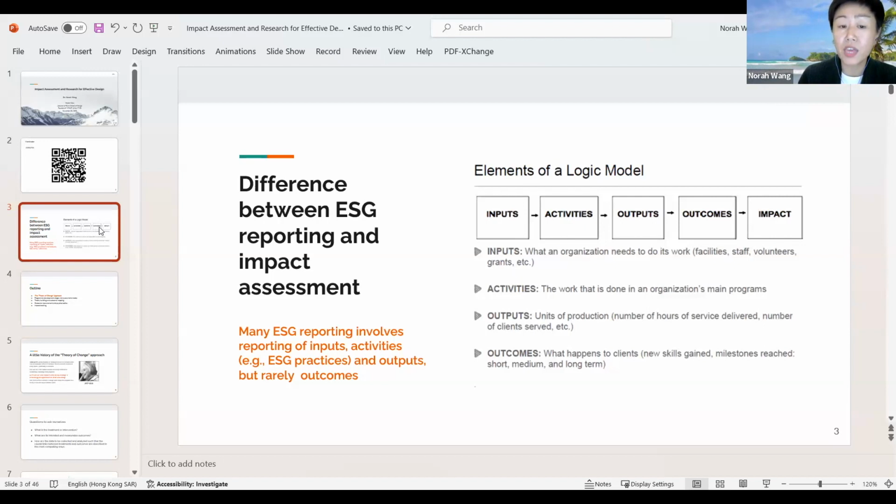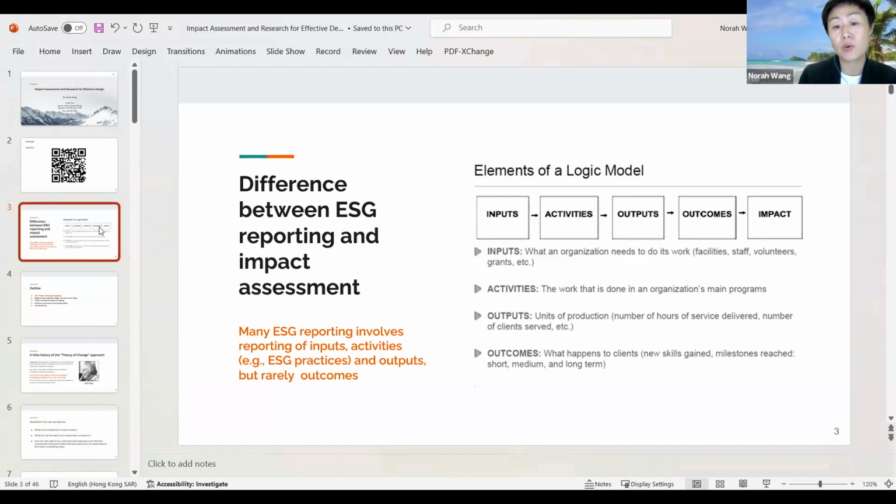However, this kind of ESG reporting is very different from impact assessment. Impact assessment is really about trying to articulate the outcomes and trying to measure the change. That's the key difference between ESG reporting standards and impact assessment. I understand some of you tonight may be expecting tips on ESG reporting. I'm afraid tonight's workshop is more about impact assessment, but you can always approach me, and I am happy to explain the differences between ESG reporting and impact assessment.